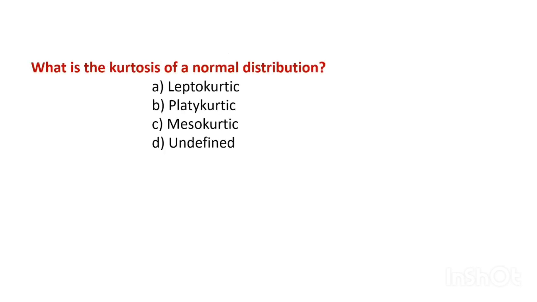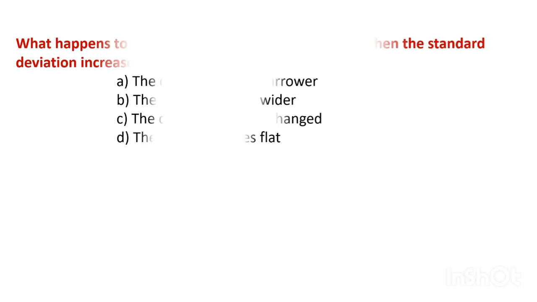What is the kurtosis of a normal distribution? A normal distribution has a kurtosis value of 3, which is referred to as mesokurtic, indicating a moderate peak, so the correct answer is option C.